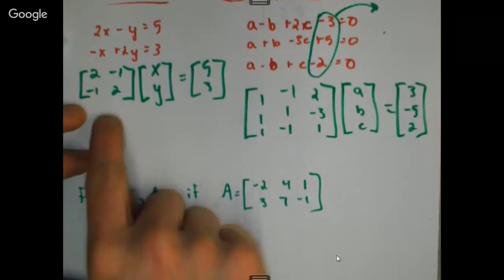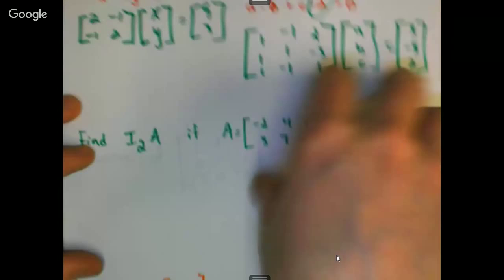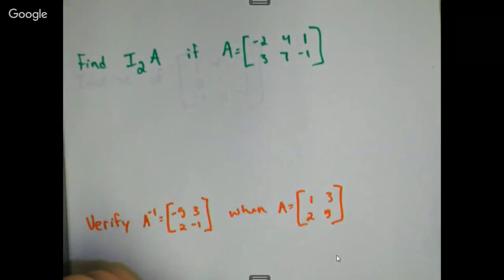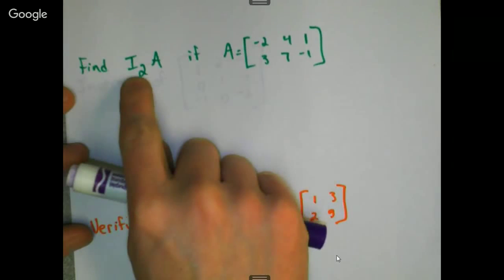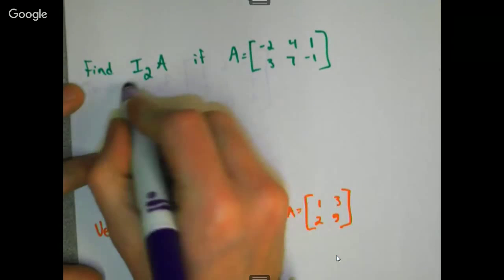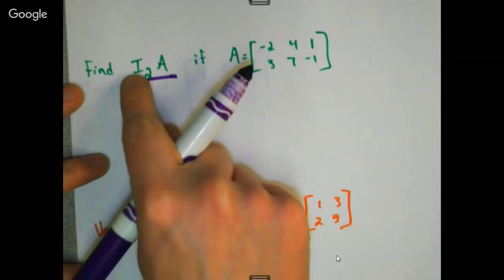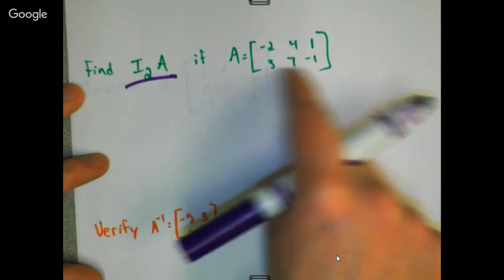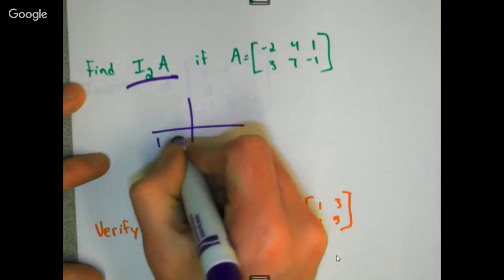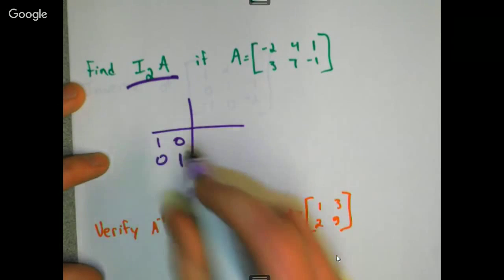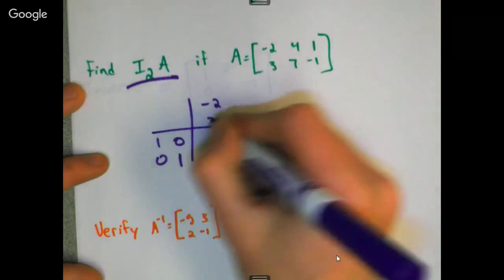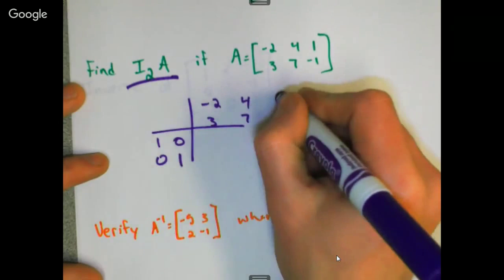All right, so those are matrix equations. Now we just want to talk about the identity. Anytime we multiply by the identity, I should get back the original matrix. So this just wants to find the identity of 2 times A. Here's our A matrix. Our identity 2 is 1, 0, 0, 1. Remember, those are square matrices. And then we'll have -2, 3, 4, 7, 1, -1.